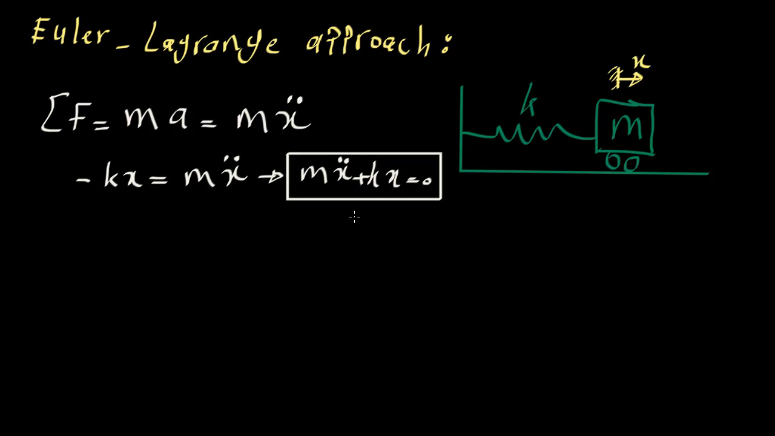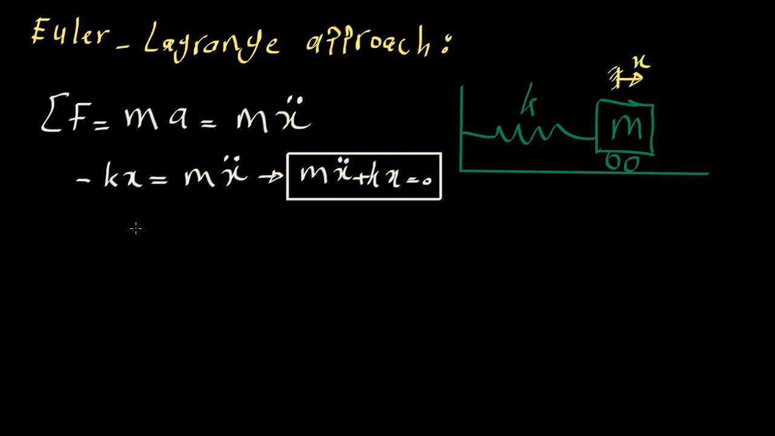We are going to derive the same equation using the Euler-Lagrange approach, and at first it might seem that it's not that different from Newton's approach in terms of difficulty. But when we have larger systems with more degrees of freedom, this approach shows its power in making the derivation much easier. So let's derive the governing equation of motion for this system using the Euler-Lagrange approach.